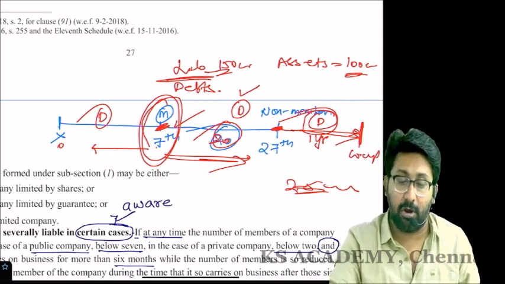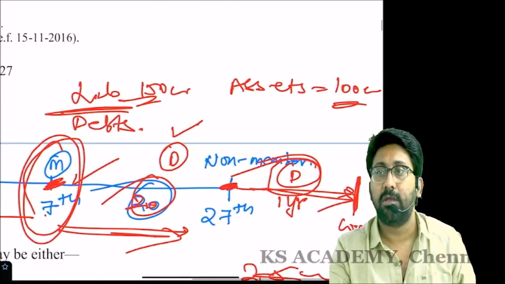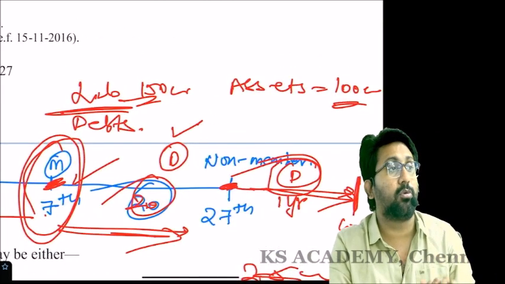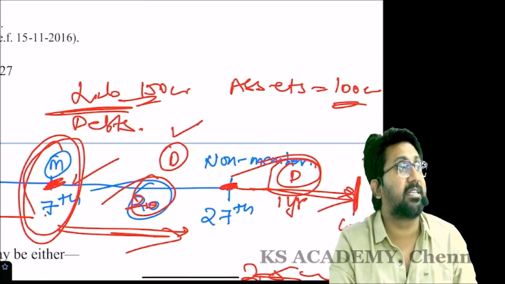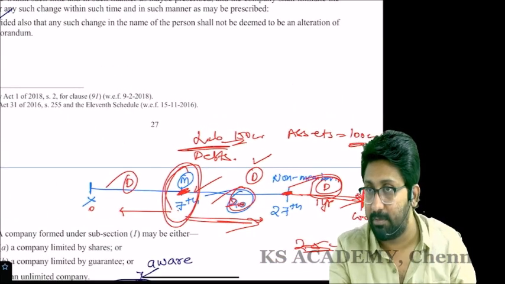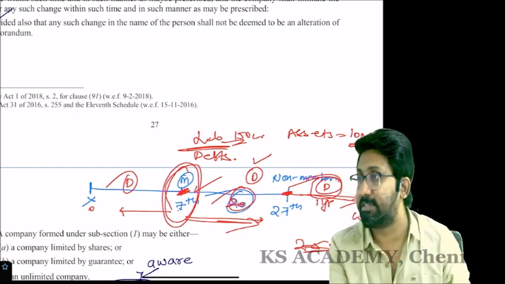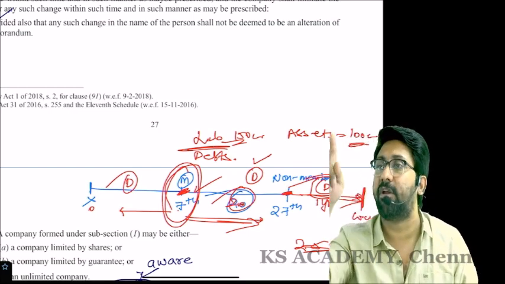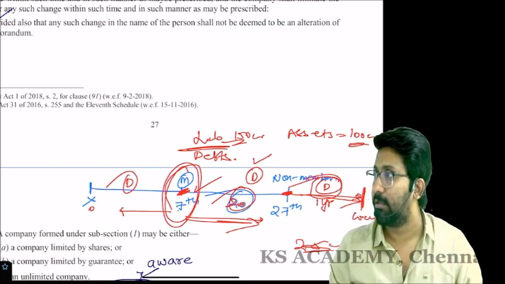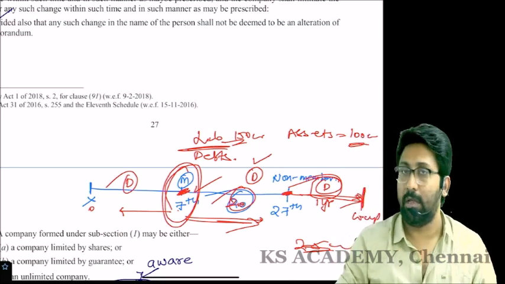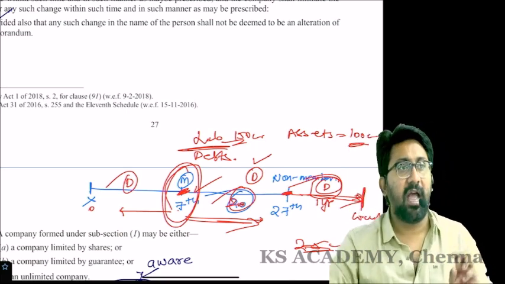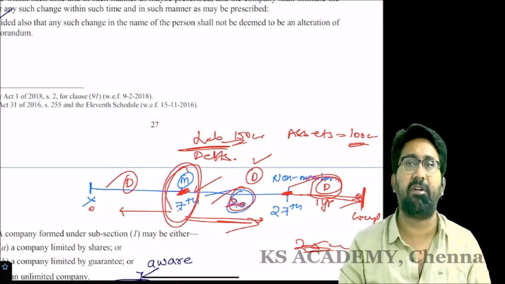Not only the contribution to assets, you are also liable to contribute to the costs and expenses of the winding up. Costs and expenses of the winding up. Everyone understood the point or not? Now listen carefully to the point. I will go a level beyond this and try to explain.